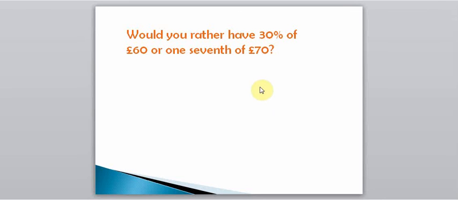I hope you would choose 30% of £60. 10% of 60 is £6, and 3 of those would give you 18. So 30% of £60 is £18. 1/7, to find a seventh of something, we divide by 7, so that's going to be £10. So if you chose this one, you're only going to have £10. So hopefully you chose this one, which will be £18.